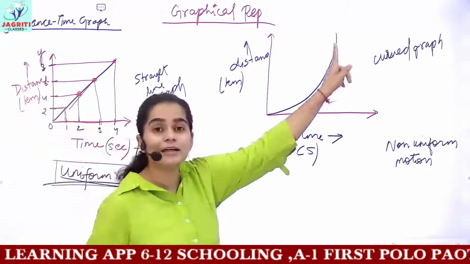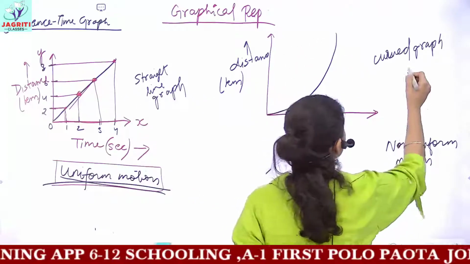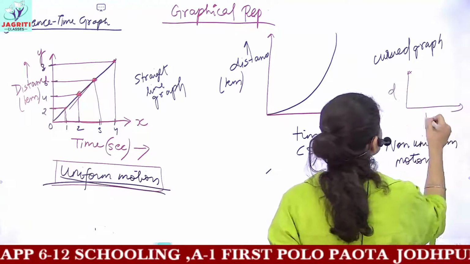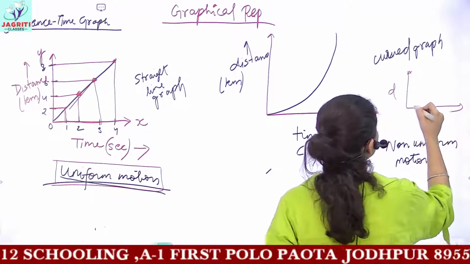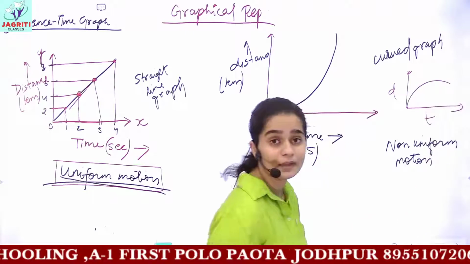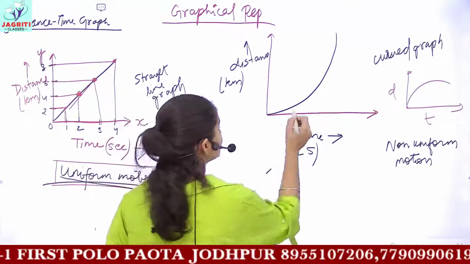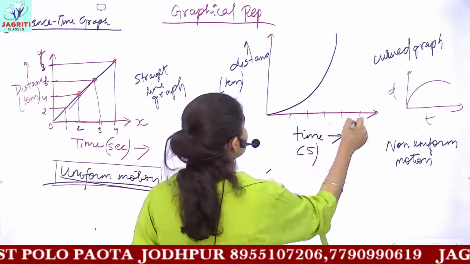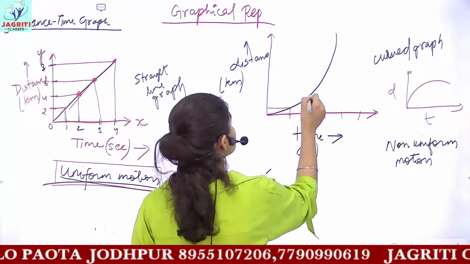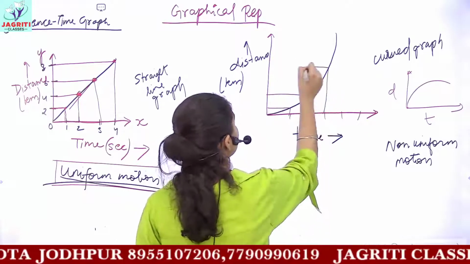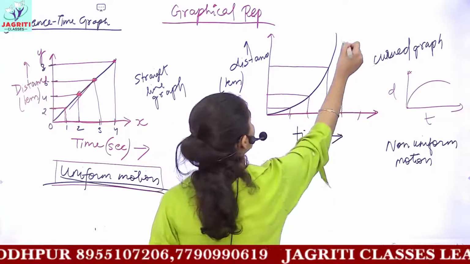Whereas a curved graph could be in any form. This distance time graph may be curved in any form. All these curves show non-uniform motion because here the object is not covering equal distance in equal intervals of time, as you can see from the graph itself.